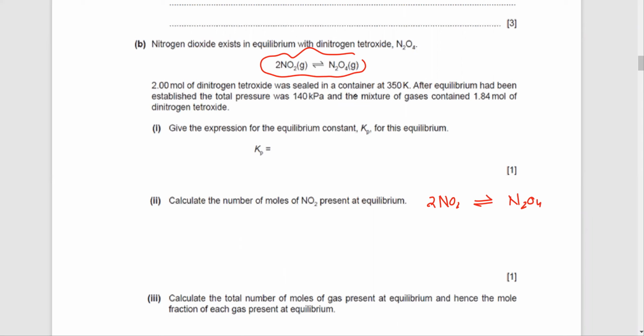So initially they're saying 2 moles of dinitrogen tetraoxide. These are your initial moles. Dinitrogen means two nitrogens, so that's this molecule over here. Initially this was sealed in a container, so there is no NO2, 0 moles of it. So that's your initial moles.